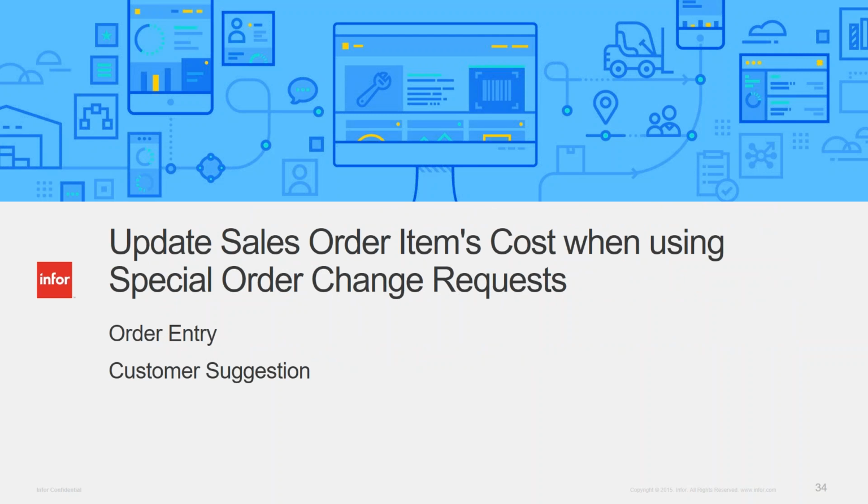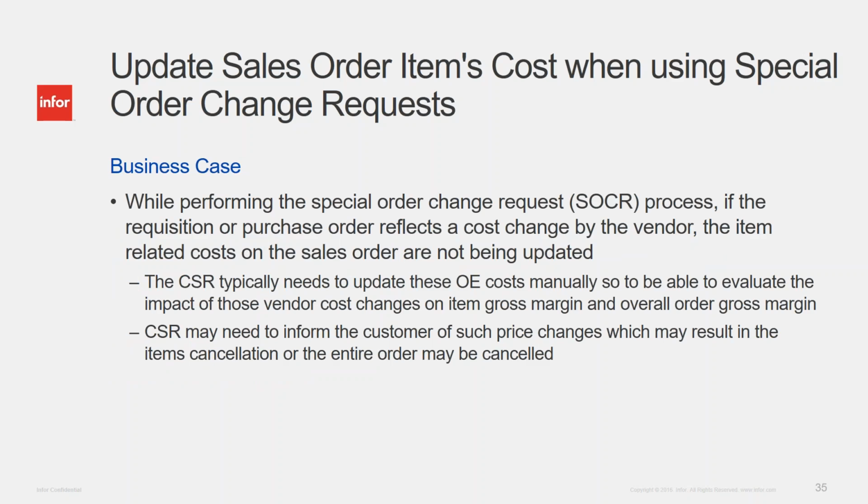Update sales order items cost when using special order change requests. Our business case: while performing a special order change request, if the requisition or purchase order reflected a cost change by the vendor, the item-related costs on the sales order are not being updated. And what does that mean? Well, it means that the CSR typically would need to update the cost manually to be able to evaluate the impact of those cost changes on the item gross margin and the order's overall gross margin. Additionally, the CSR may need to inform the customer of such price changes, which may result in the item's cancellation, or sadly, the entire order may be canceled.